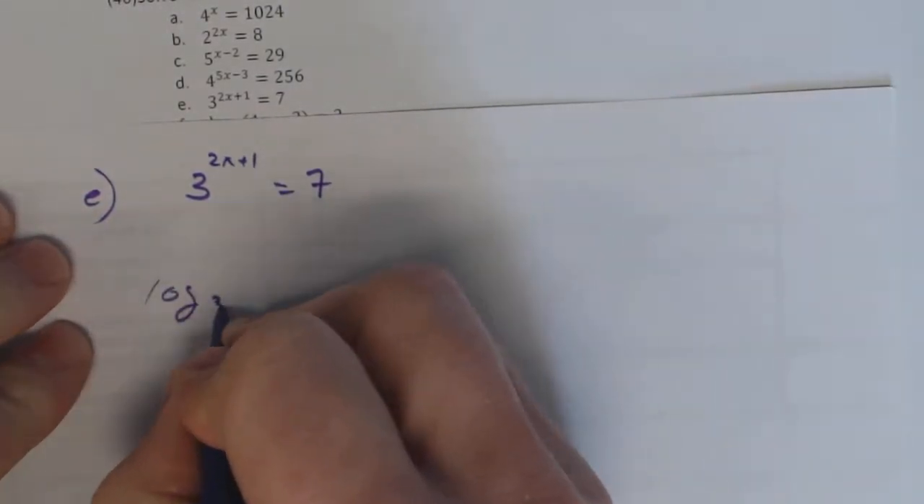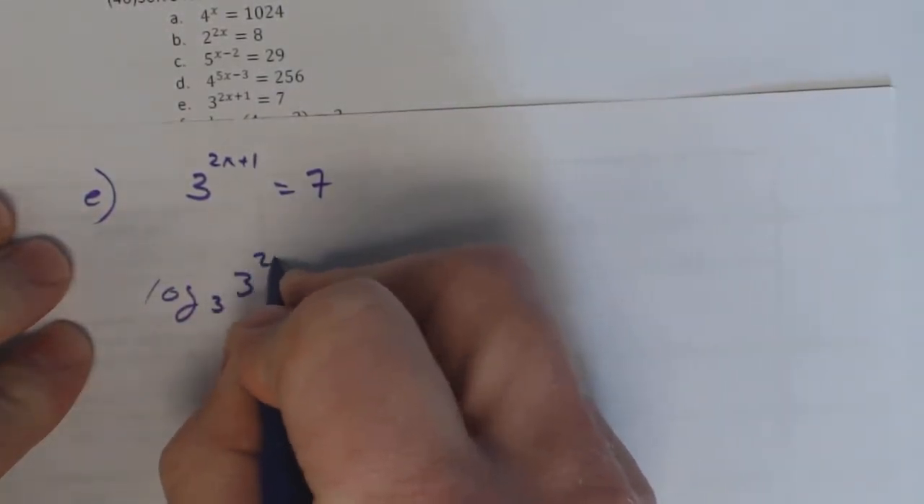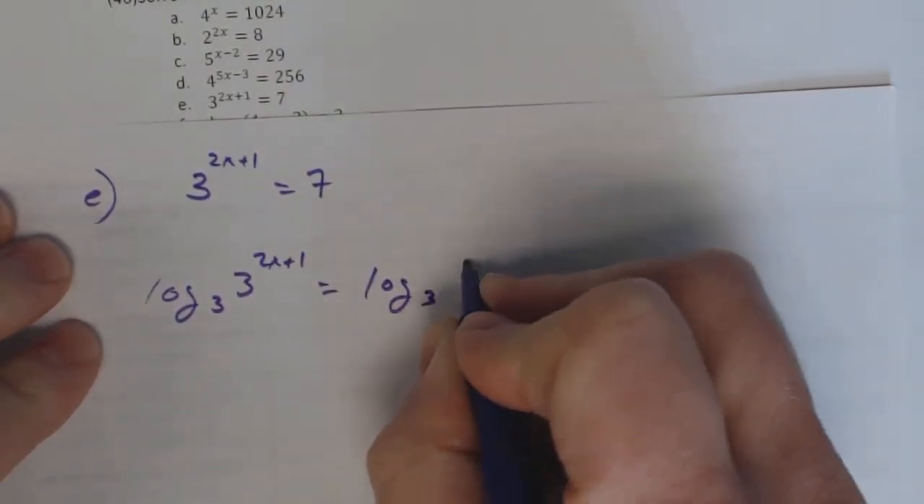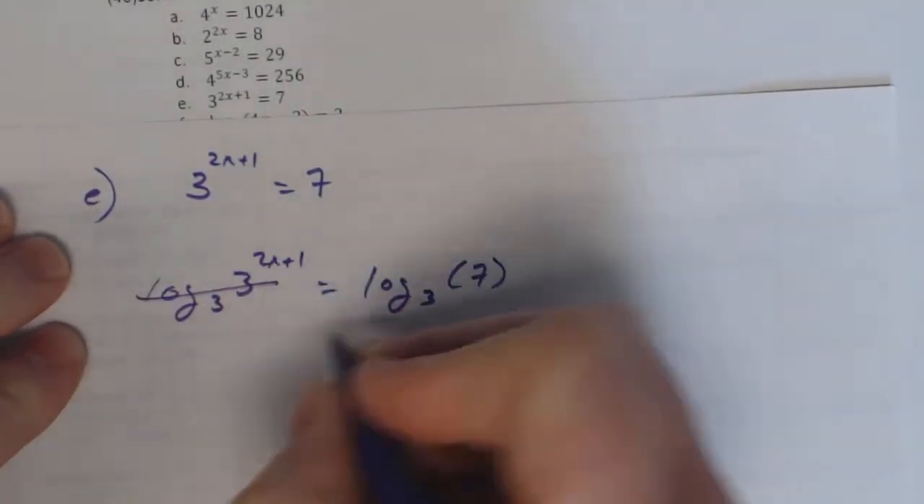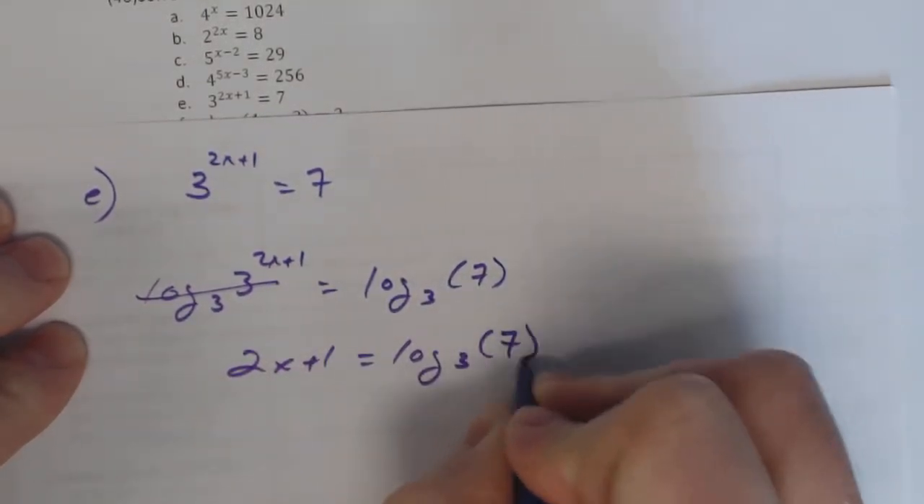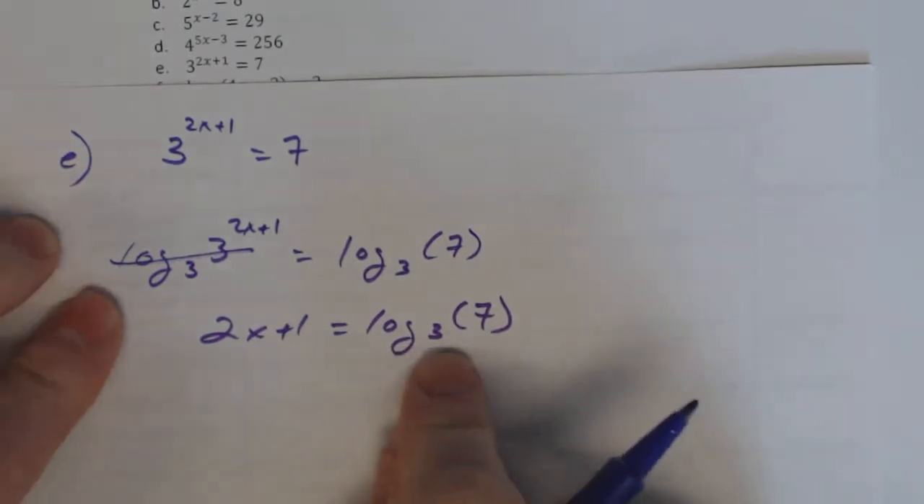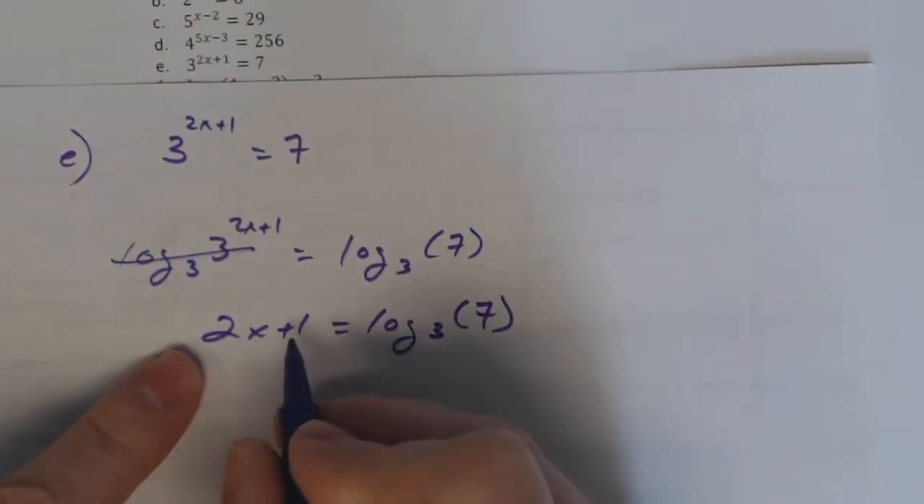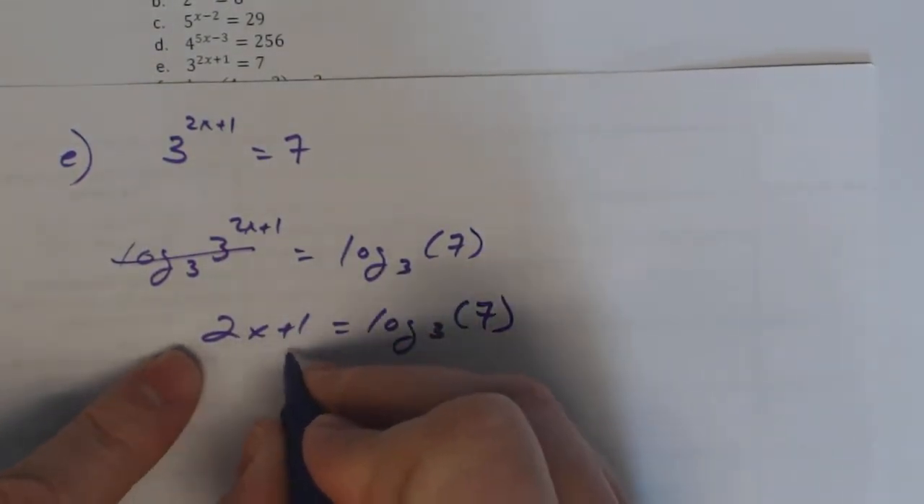I'll take the log base 3 of both sides. Essentially all I'm doing is just rewriting it as a logarithmic equation. Now this is a number, and if I plug that in my calculator to figure out what that number is, it'll be some decimal, like previously we got some decimals. So let's just solve for x now by subtracting 1.